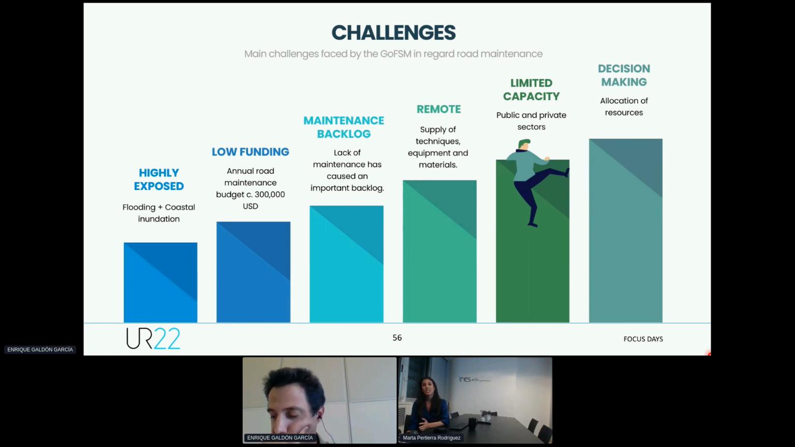And the last challenge that they face is decision making, because they do not have tools to support that decision making in an objective way. At the end of the day, they rely on political criteria or social criteria without the technical view on it. So, having said that, let me show you in the next slide the kind of problems that we face in the road network in Micronesia. Can we move on, David?